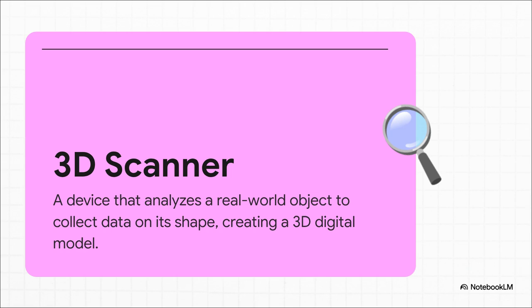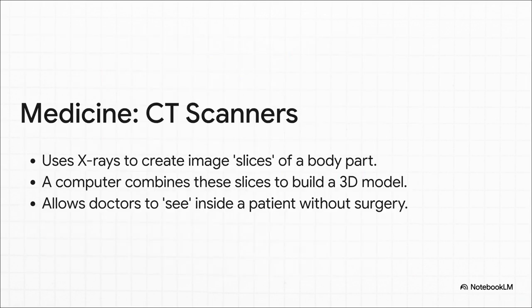And maybe one of the most powerful and familiar examples of this tech is something that saves lives every single day, the CT scanner. A CT scanner is basically a highly specialized medical 3D scanner. It takes a whole series of X-ray slices of a part of your body. Then, a computer digitally stacks all those slices together to build a complete 3D model. And this is the real magic right here. It lets doctors see organs, bones, and tissue in incredible detail, all without ever having to make a single cut.